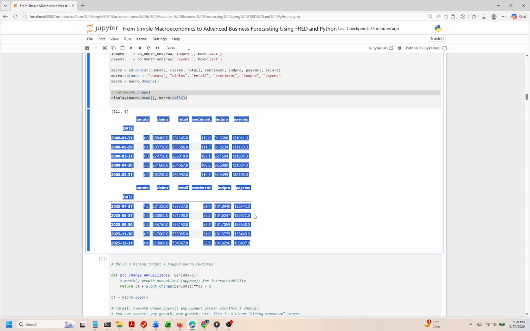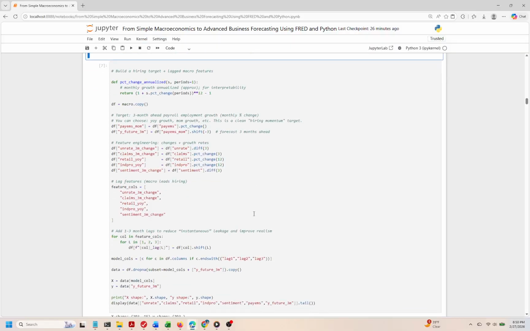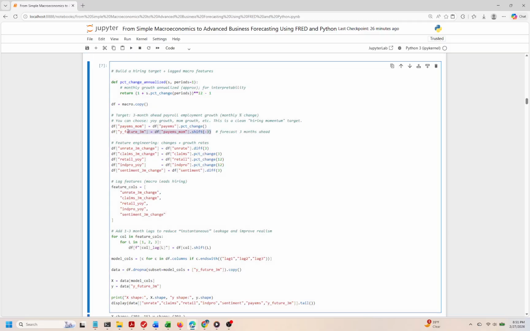Cell 4. In this cell, we're setting up a framework for forecasting future hiring trends by integrating macroeconomic features. This process is crucial because it allows us to better understand the dynamics that influence employment growth over time, particularly in relation to broader economic indicators. First, the focus is on calculating a target variable, which is the 3-month ahead change in payroll employment. This target, represented as a percentage change, helps us capture the hiring momentum by looking at how employment fluctuates monthly. We're creating a new column in our data frame to hold this information, ensuring it's shifted appropriately to align with the forecast period.